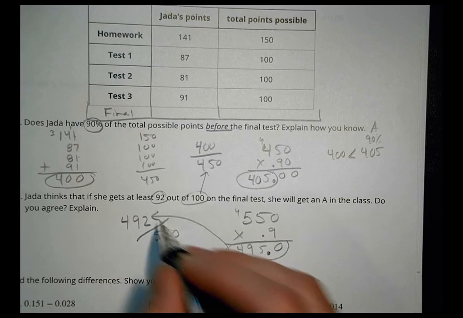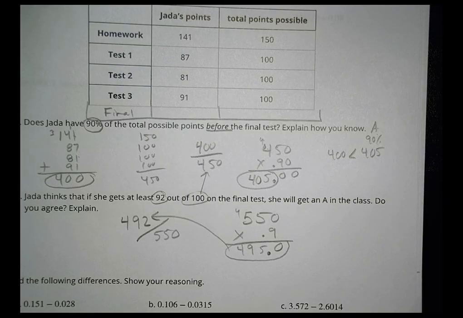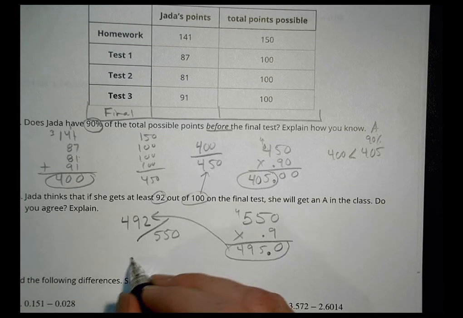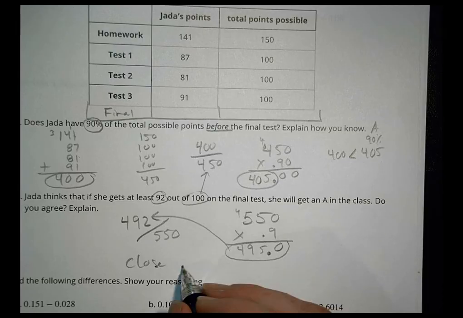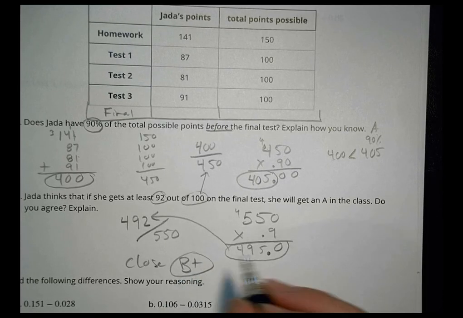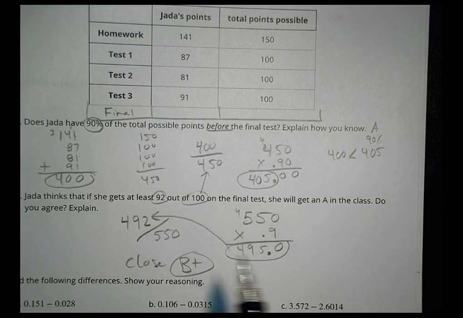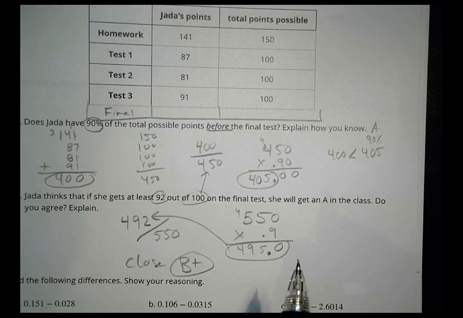What does she have? 492. Does she have a 90%? Nope, she's close, but it's still a B+. Okay, so could the teacher be nice and round up and say 3 more points if possible? They could. They could leave it there and say it's a B+. It's how it works. It's math. They could do that as well. So you never really know.